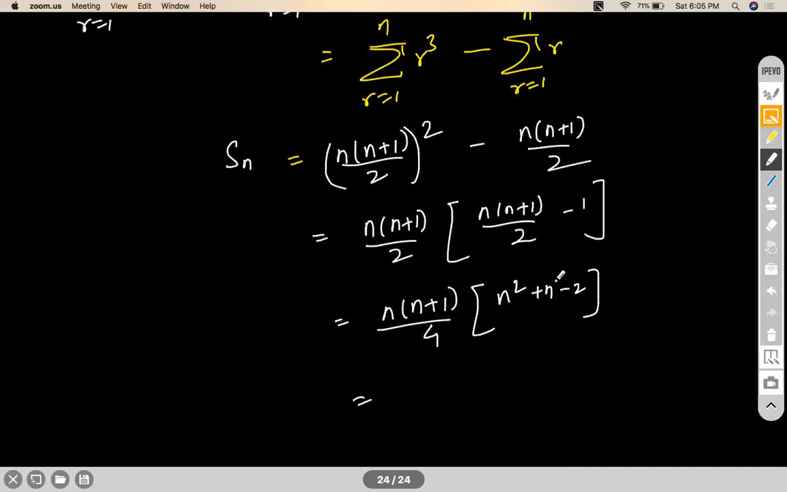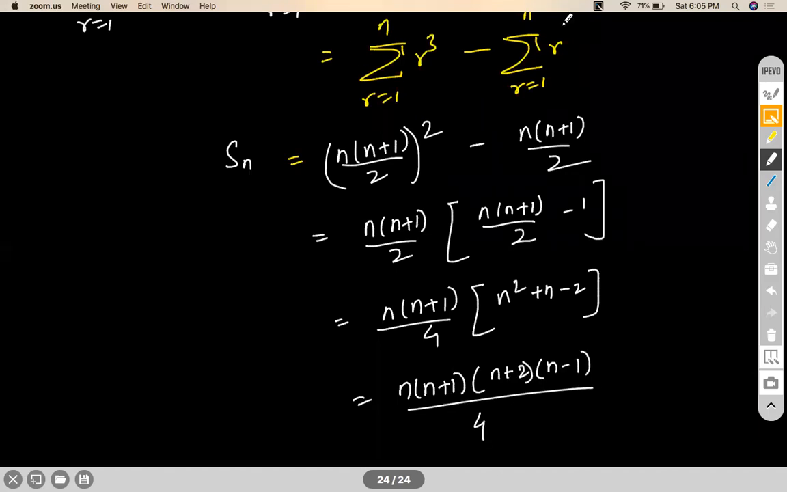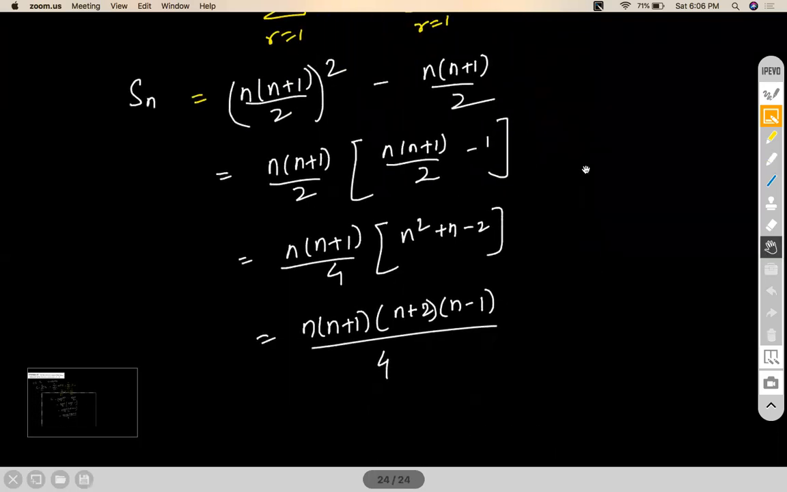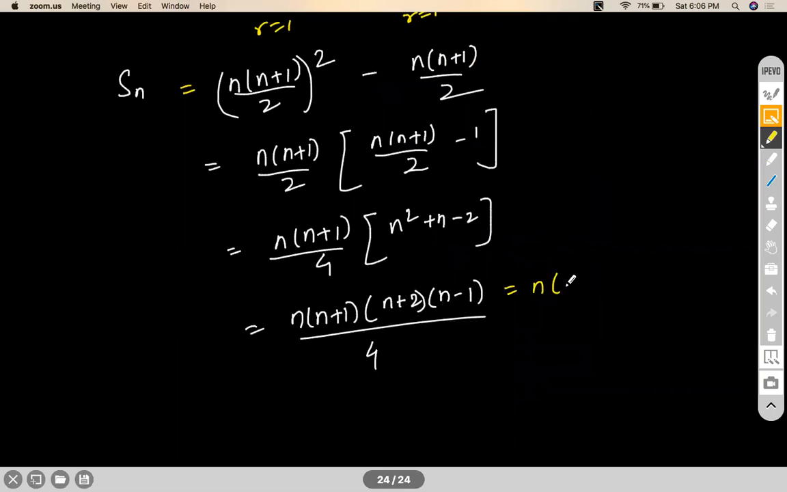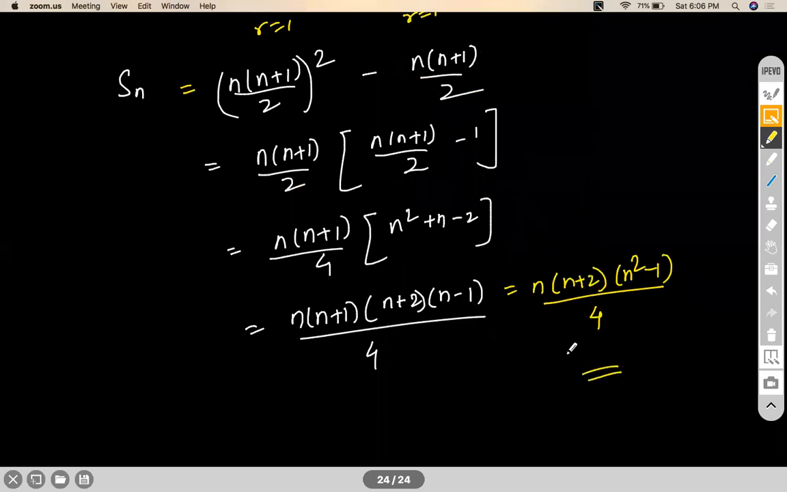Is this factorizable? I think it is (n plus 2) into (n minus 1). Right? So please confirm, are you getting this as the answer? n into n plus 1 into (n plus 2) into (n minus 1) by 4. Okay. Again, please do verify.